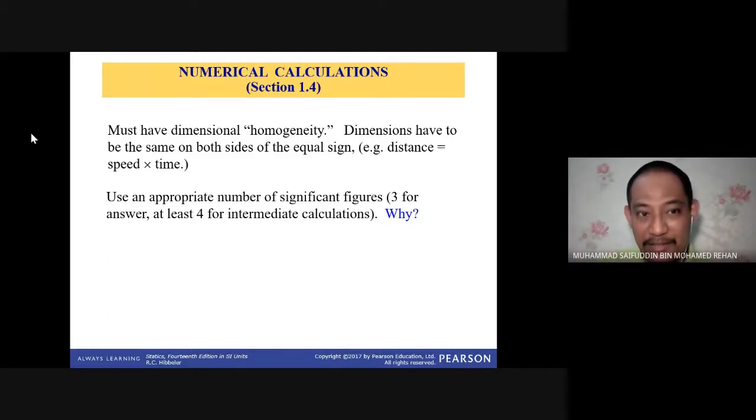But in the final answer, normally they say it should be 3 significant figures. Do you understand why for your final answer? Why can't we have many digits? My answer is 3.121324 kilogram. Is there any problem there? Measuring instrument accuracy.